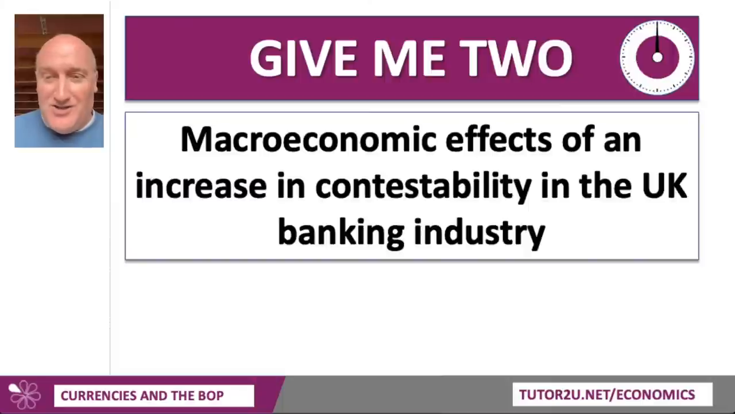One more question to go. There is no paper four, by the way. That's next year. Macro effects of an increase in contestability. Now, can you now think synoptically? Can you give me some macro effects if the UK banking sector becomes more contestable? Have a go.